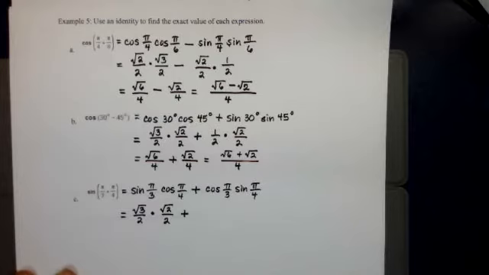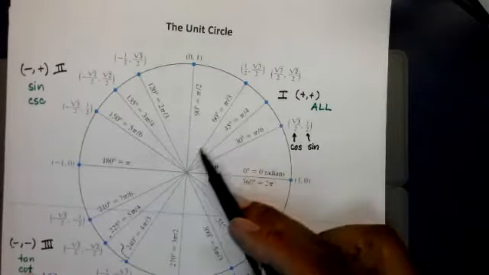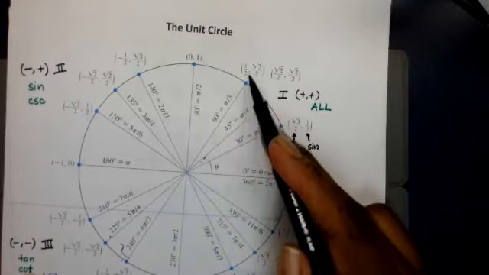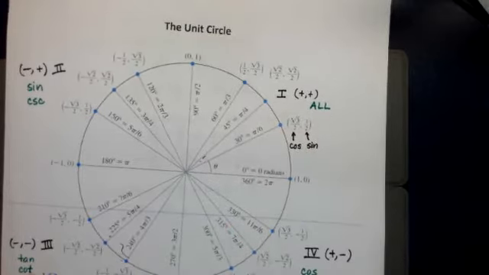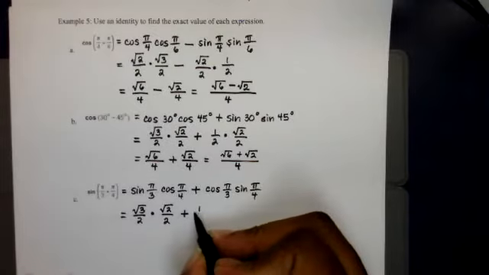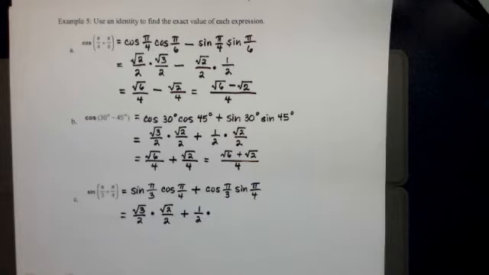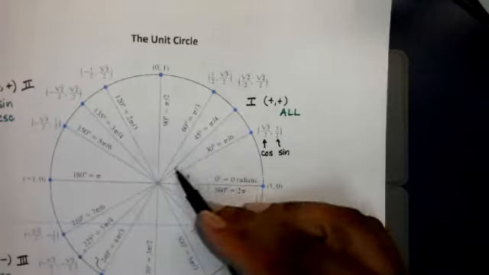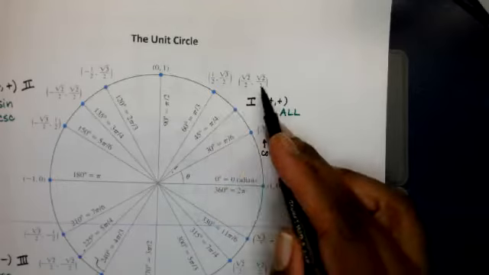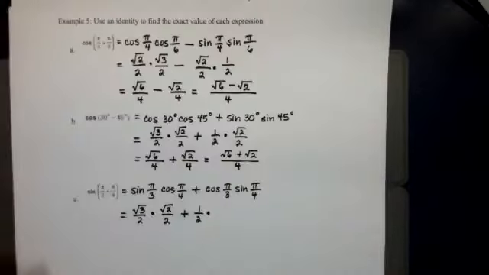Plus cosine of pi thirds. Here's pi thirds right here. The x coordinate for that would be 1/2. That's your cosine of pi over 3. Times sine of pi fourths. Pi fourths is right here. The y coordinate for that would be square root of 2 over 2.